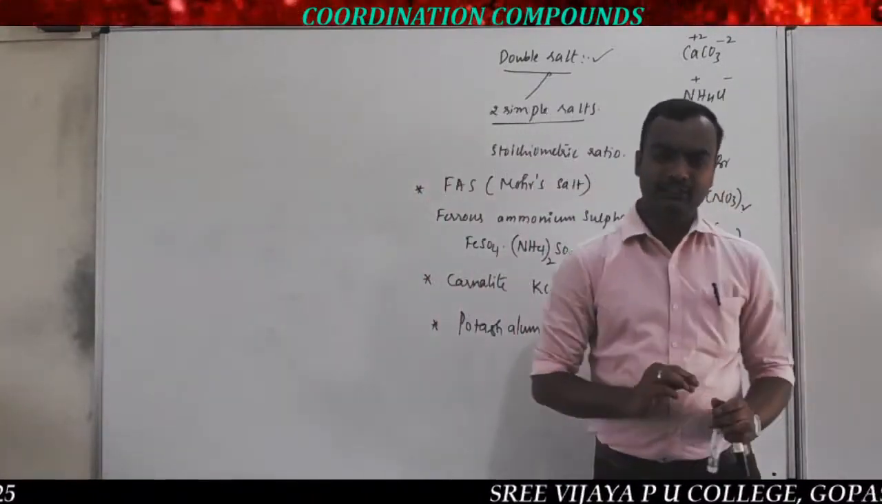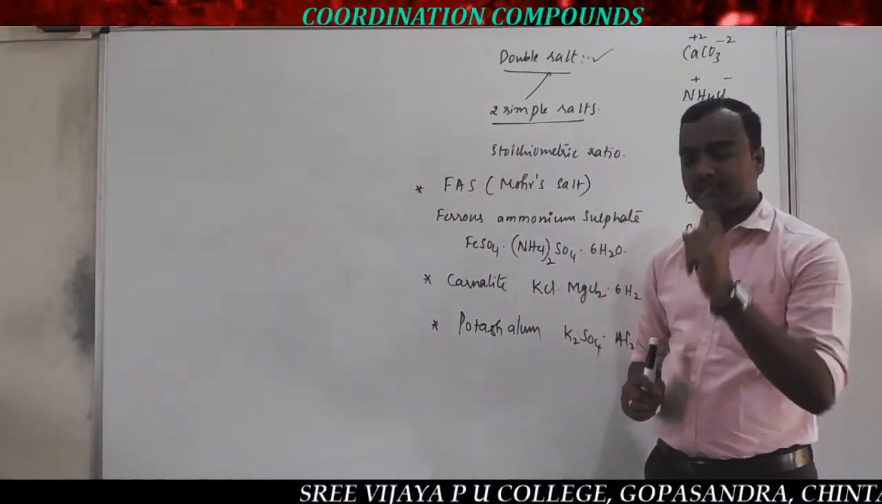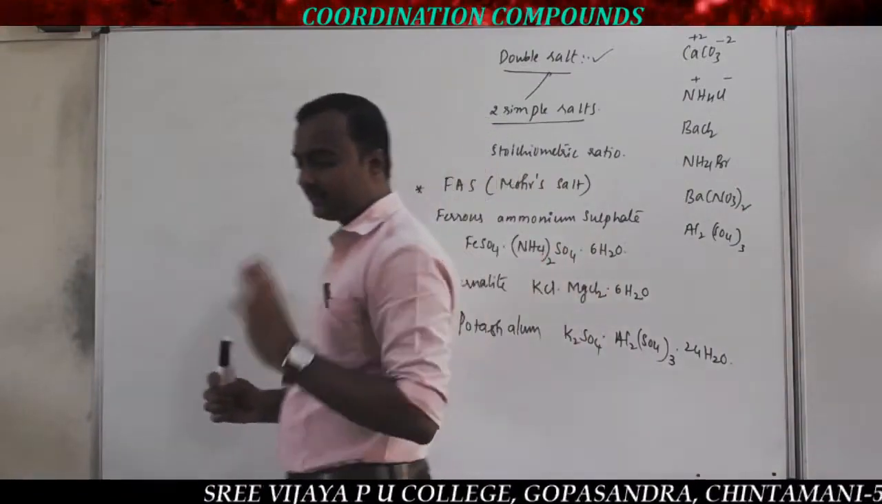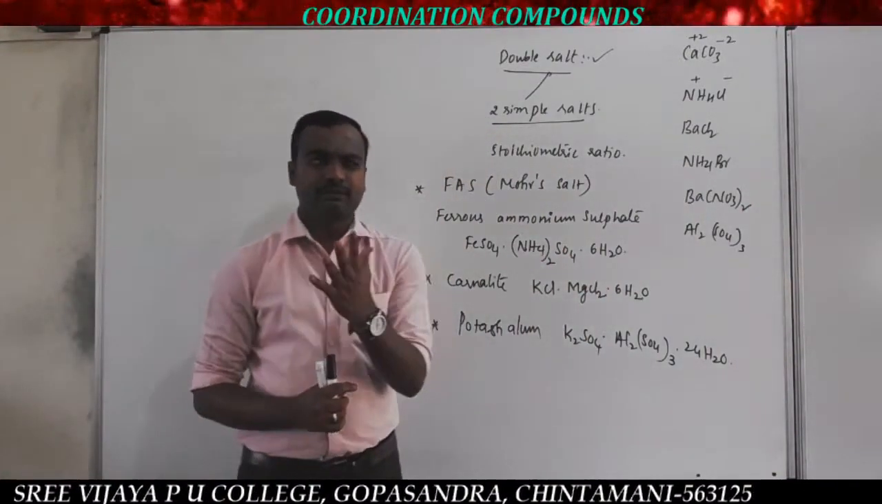So one question, writing it here: how many moles of ions are formed when 1 mole of ferrous ammonium sulfate is dissolved in water? That is one of the CET questions. I think it was asked in the 2014 or 2015 batch.